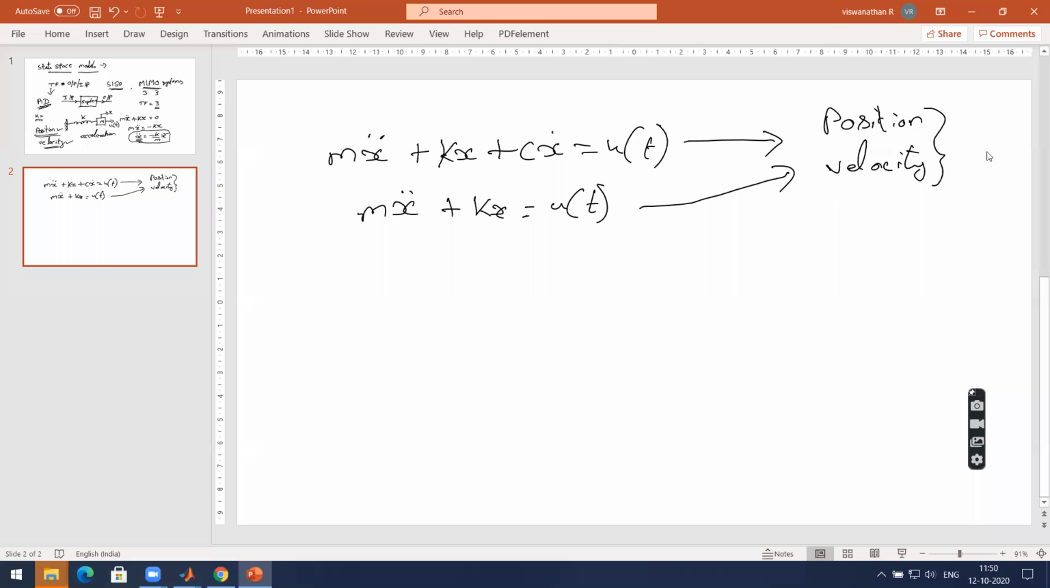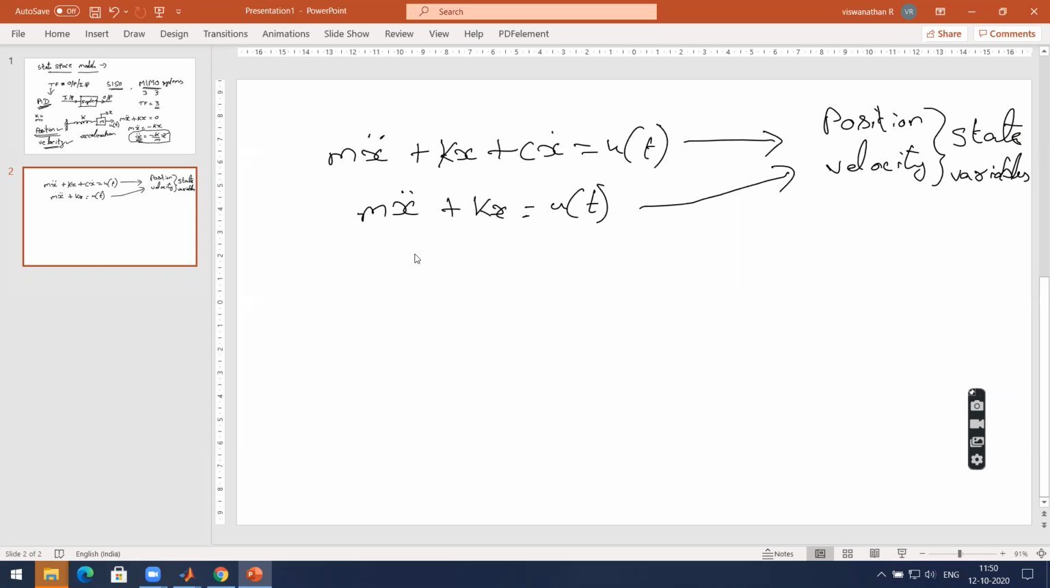These are called state variables. State variables are the same whether you use a damper or not, to completely define this. So that's the important point you need to understand from this.